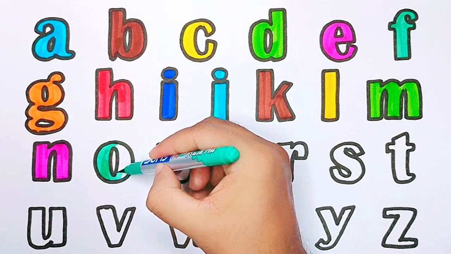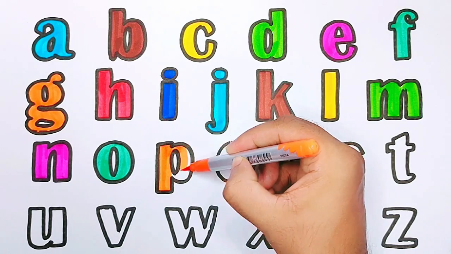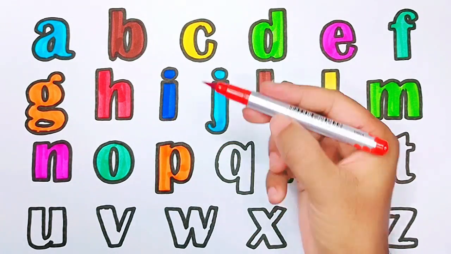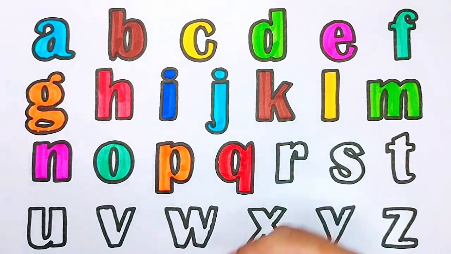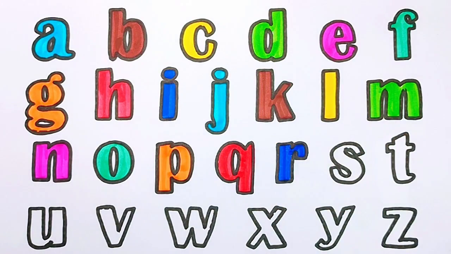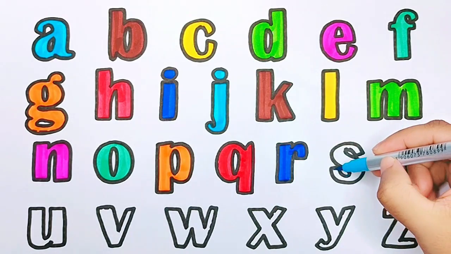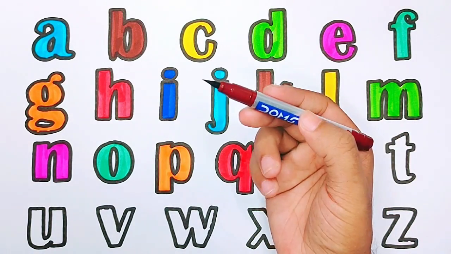O for open. Orange color. P for panda. Red color. Q for quetzal. Blue color. R for rhinoceros. Sky blue color. S for scorpion. Brown color.